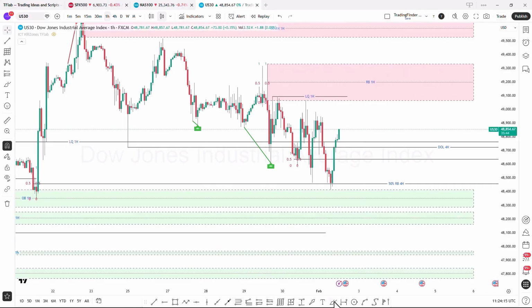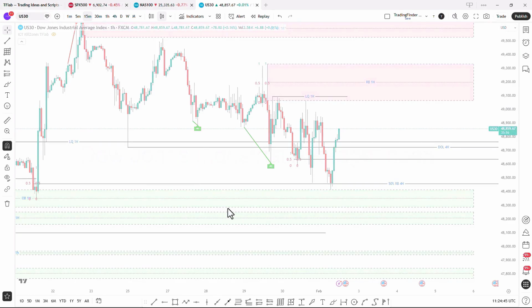Or, if the price fails to collect the liquidity and makes a correction downward, in the area of an order block or a BPR zone at the 48,637 level, we can look for a trading strategy for a buy position in the market, with the target being the rejection block area at the 49,075 level.